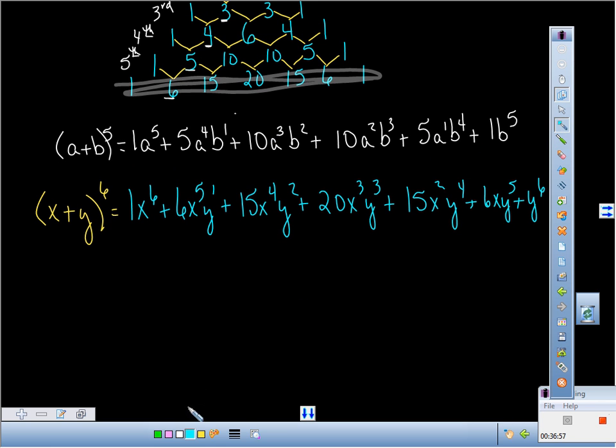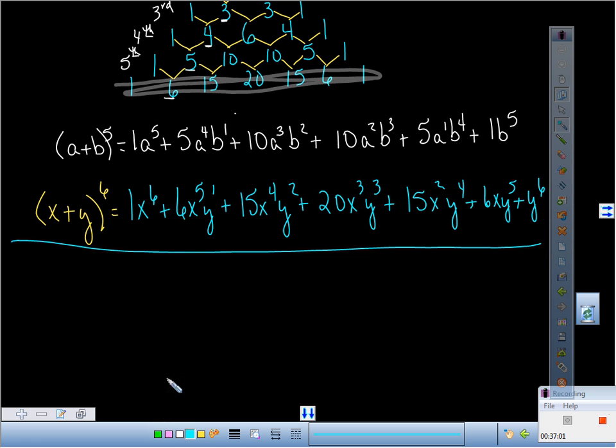Okay. How can I make it more difficult? What can I do to this to make it more difficult? Well, instead of just having X's and Y's or A's and B's, I could put numbers in there. Okay? So let me show you what your numbers are going to look like. What if I had 2x, and instead of a plus sign, what if I put a minus sign? 2x minus y. And let's raise that one to the 5th power.